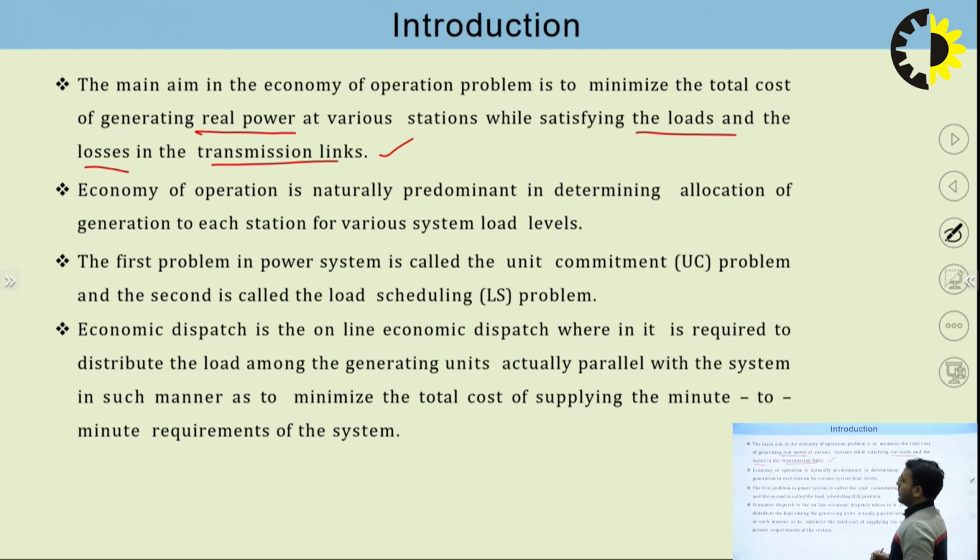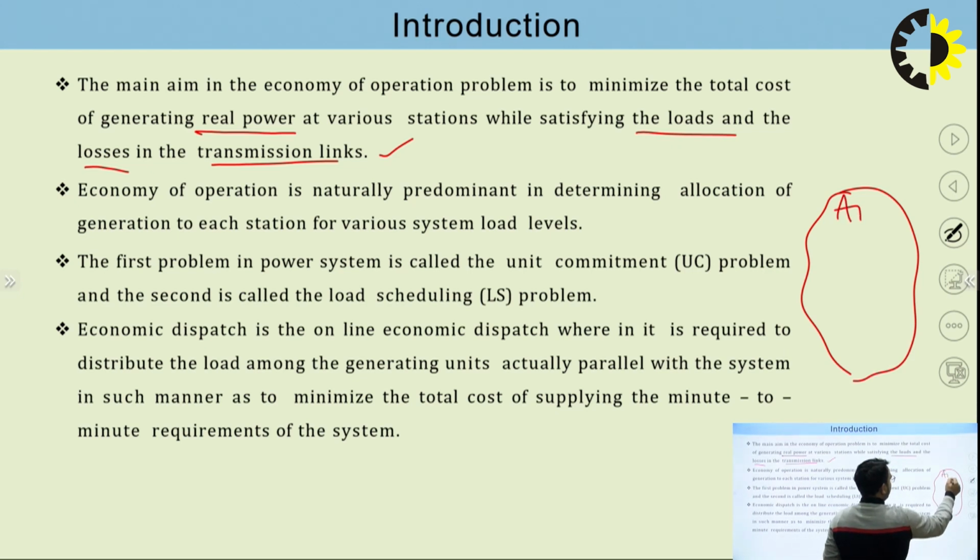Now economy of operation is naturally predominant in determining allocation of generation to each station for various system load levels. So what is this? Basically you have to assign the amount of load to various generators. Let us take an example. Say we have an area 1 over here, and this area 1 has 700 megawatts of load. This 700 megawatts of load has to be satisfied by the generators.